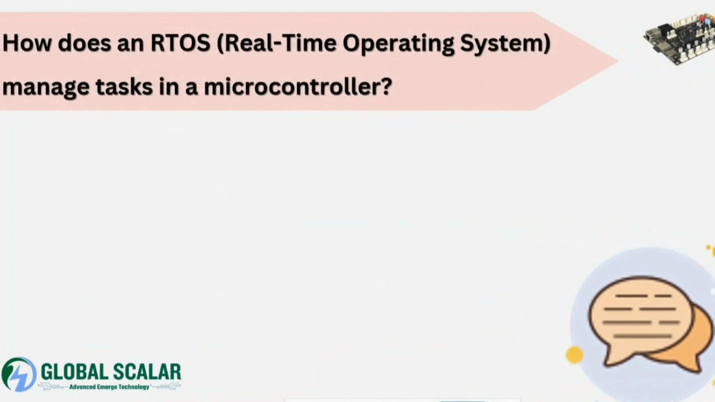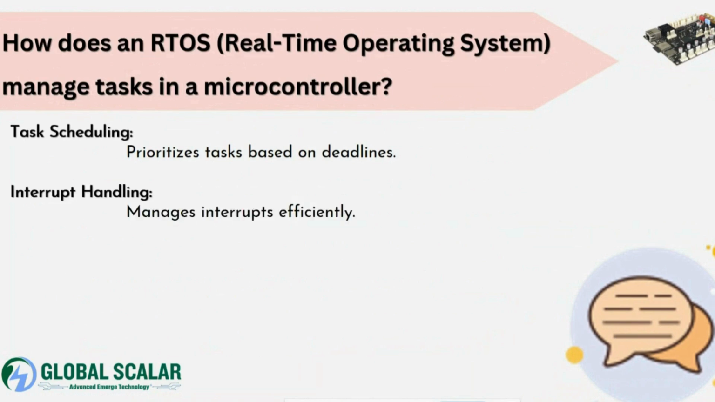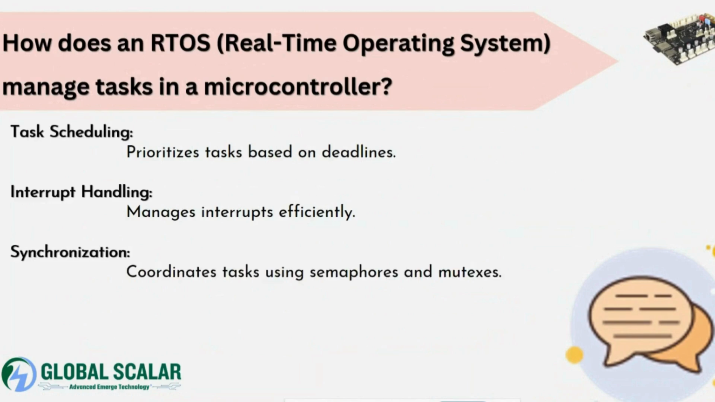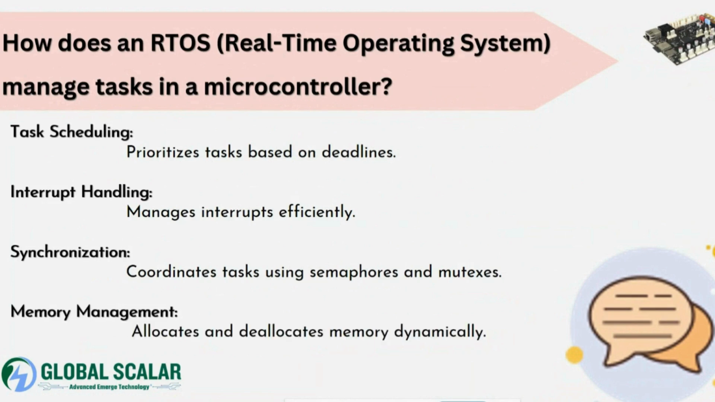How does an RTOS manage tasks in a microcontroller? A real-time operating system majorly does task scheduling. It will prioritize tasks based upon timing, and any interrupts that come will be managed efficiently. The higher priority will be taken first. And synchronization: it will coordinate tasks with the help of semaphores and mutexes, which are part of RTOS topics. And memory management: it will allocate or reallocate memory dynamically while the program is running.